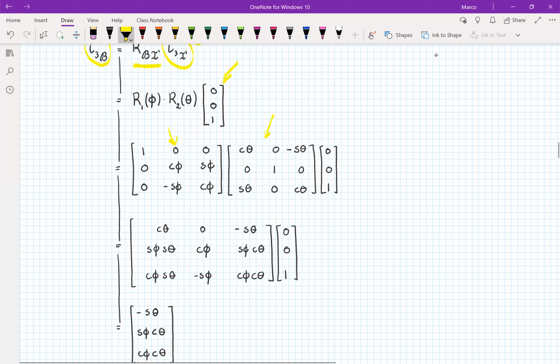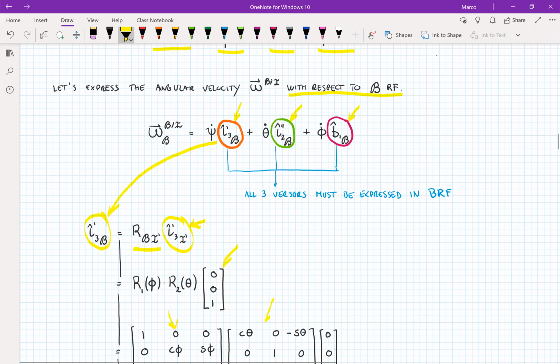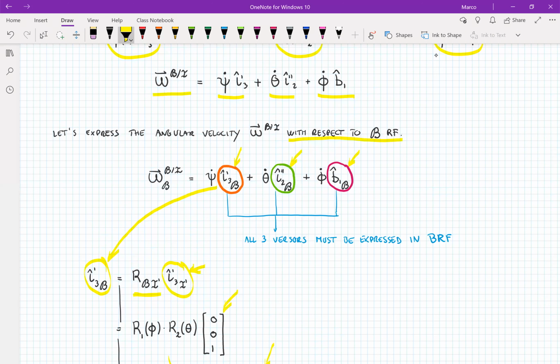So we find eventually that its coordinates in the body reference frame are minus sine of theta, then sine of phi times cosine of theta, and cosine of phi times cosine of theta. Okay, so now we have an expression for I3 prime in the body reference frame. Now we have to do the same for the other two versors.